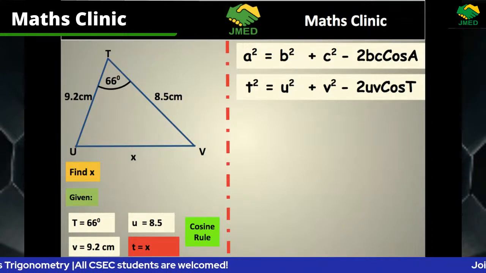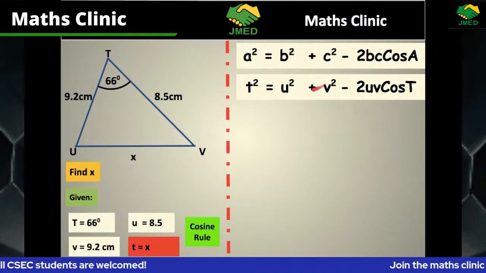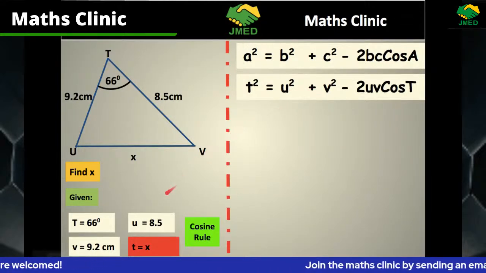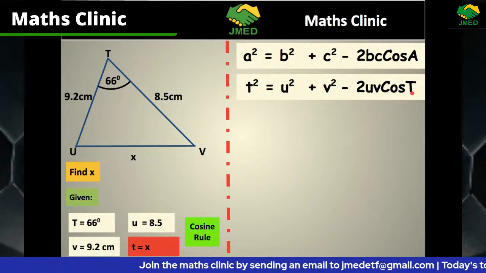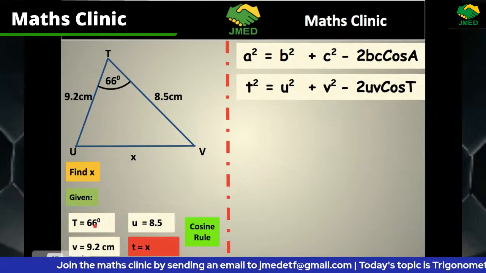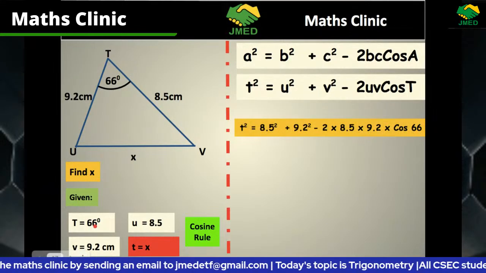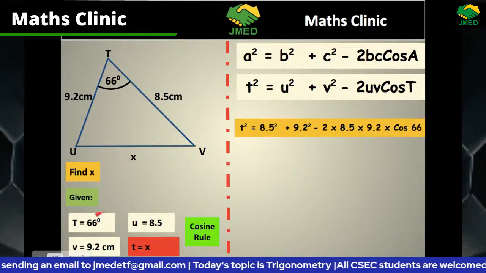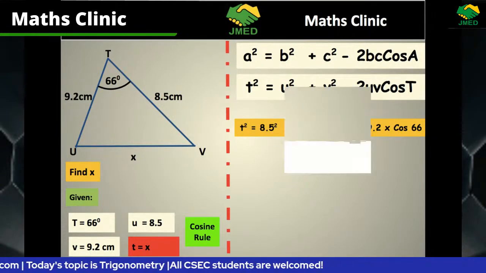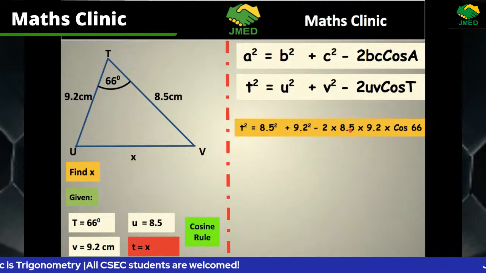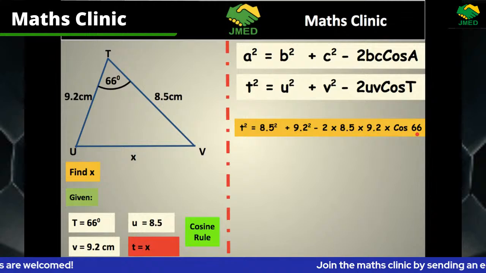So we have the letters, we can replace them. We have U, we have V. Notice we have U and V, and we have cosine T. We have the angle T. So we're just going to replace that. So I've just put them in one go. We can just check. 8.5 squared, 9.2 squared, 2 times 8.5 times 9.2 times cos 66.